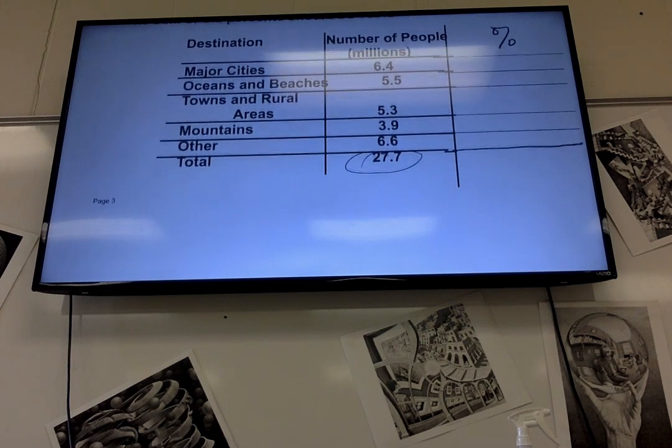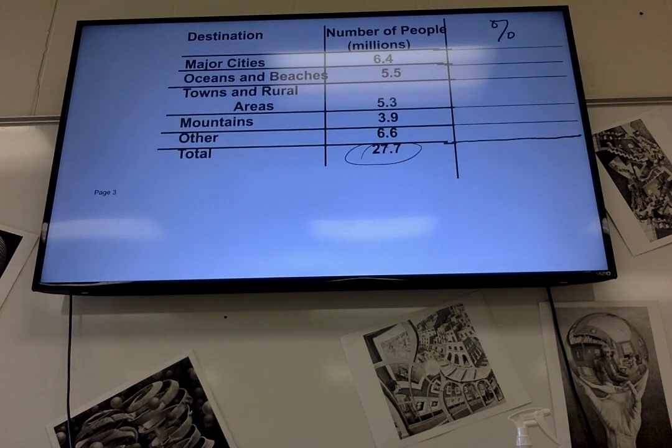All right, so here we go. To find the percentage, you're going to take the number divided by the total times 100.